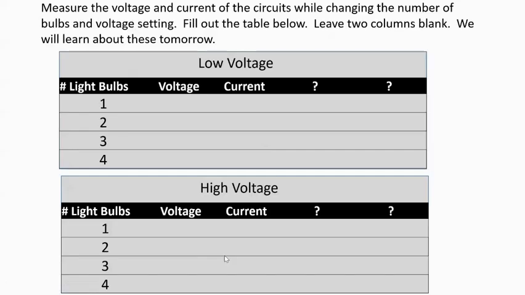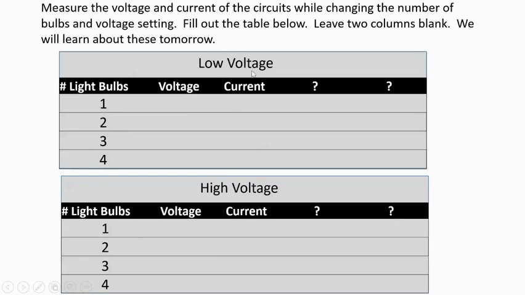Okay, so what you're going to do today for your assignment is you are going to measure the voltage, and your teacher will have a string of 4 light bulbs, a string of 3 light bulbs, a string of 2 light bulbs, and a single light bulb. And so you're going to measure the voltage across each one and the current through each one.